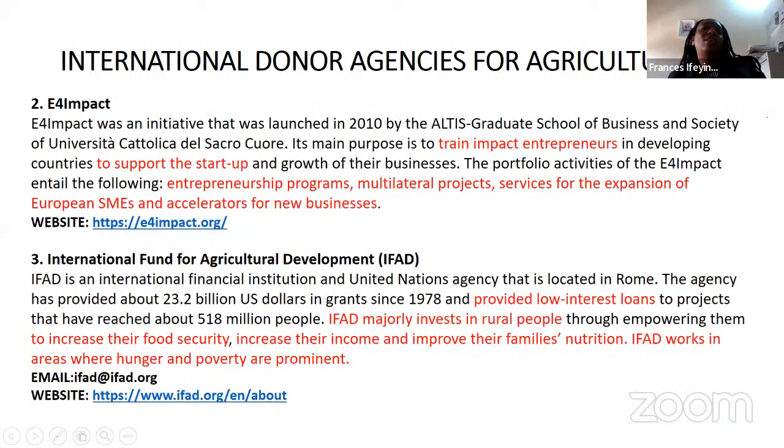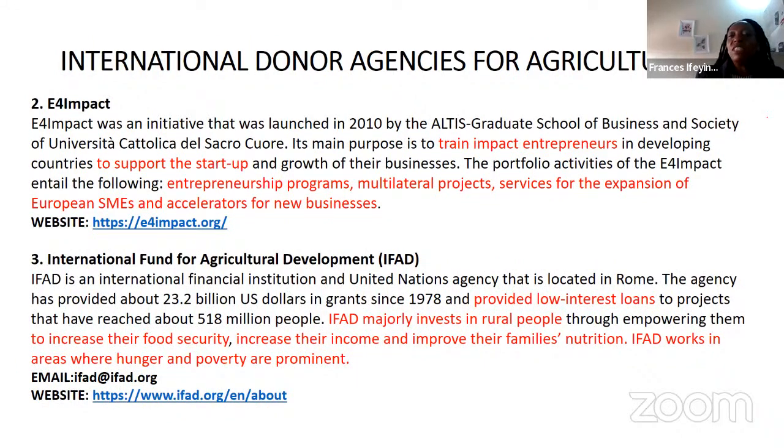The next one on our listing is E for Impact. E for Impact is an initiative that was launched in 2010 by the Altis Graduate School of Business and Society. Its main purpose is to train impact entrepreneurs. Now, see this, we talked about this, their focus is what? Impact entrepreneurs in developing countries, to support the startup and the growth of their business.